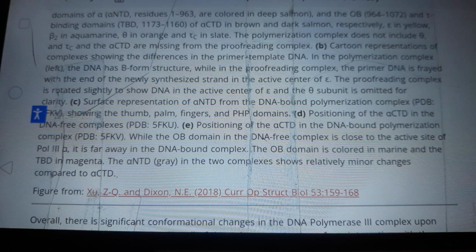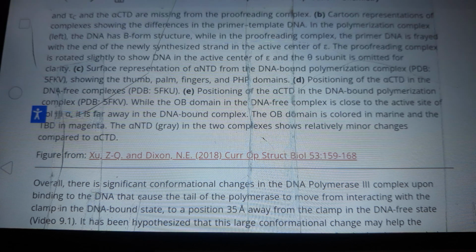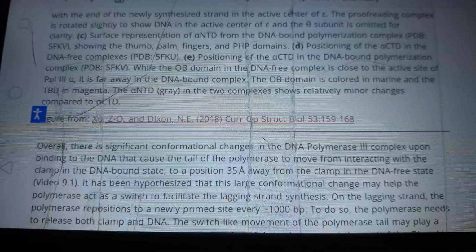C. Surface representation of alpha NTD from the DNA-bound polymerization complex, PDB 5FKB, showing the thumb, palm, finger, and PHP domains. That abbreviation should be clear, 5FKB. Okay. And D. Positioning of the alpha CTD in the DNA-free complex, PDB 5FKU. E. Positioning of the alpha CTD in the DNA-bound polymerization complex, PDB 5FKB. While the OB domain in the DNA-free complex is close to the active site of pol 3 alpha, it is far away in the DNA-bound complex. The OB domain is colored in marine and the TBD in magenta. The alpha NTD, gray in the two complexes, shows relatively minor changes compared to alpha CTD.